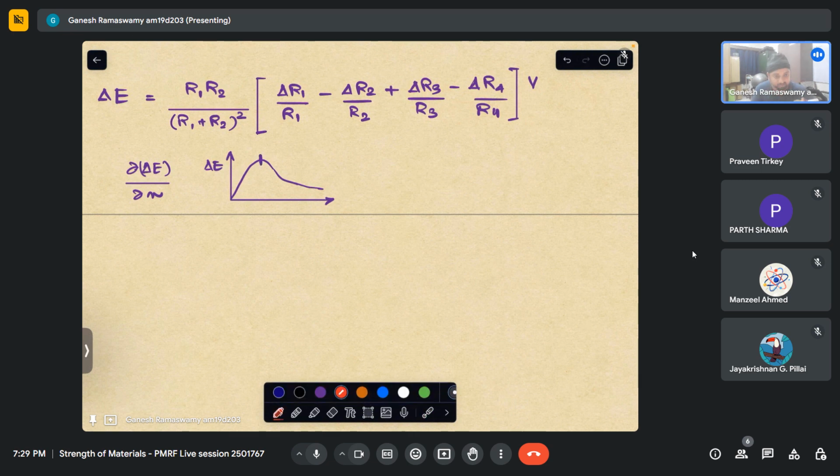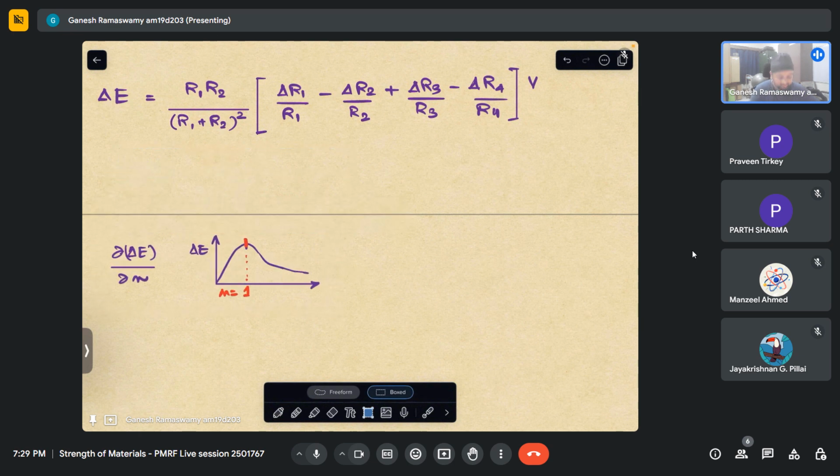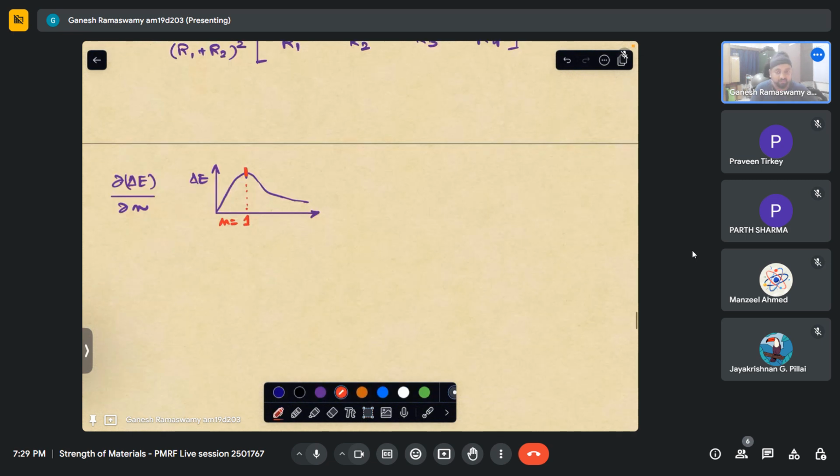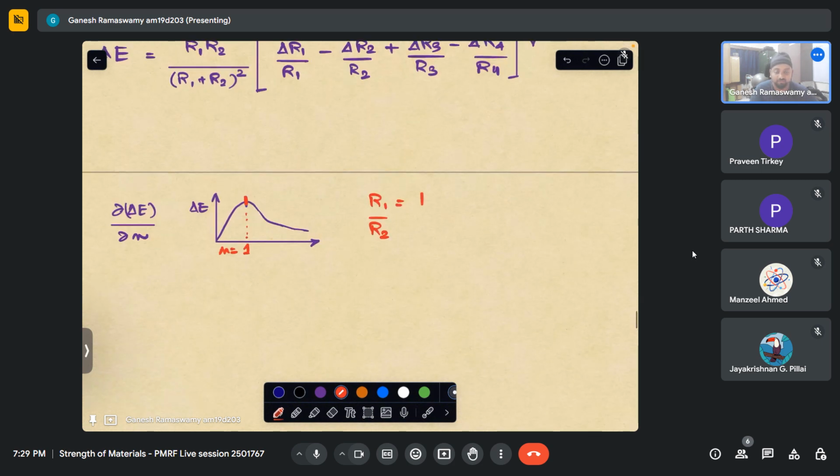This is derived in the professor's other lecture on experimental stress analysis, but since this course is not for that, I'm just mentioning this as a statement of fact. If you are interested, you can go watch that lecture once. So when R1 by R2 is equal to 1, we have the output signal maximized. That is, dou M by dou a equal to 0. In order to find the maxima, that is what I'll do.